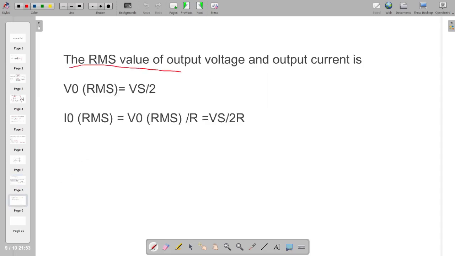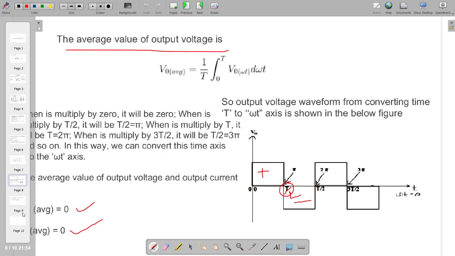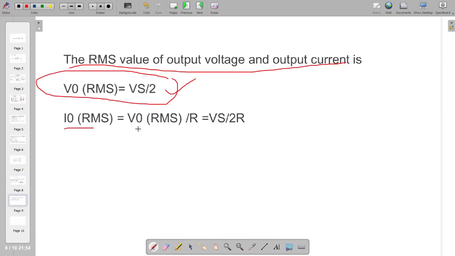The RMS value of the output voltage is derived as V naught equal to Vs upon 2. I naught is equal to the V naught RMS value upon the resistance value, where V naught RMS is Vs upon 2. Substituting the corresponding equation, I naught is Vs upon 2 into R.